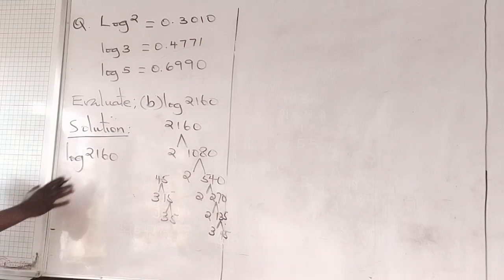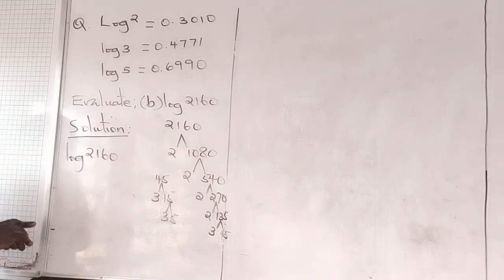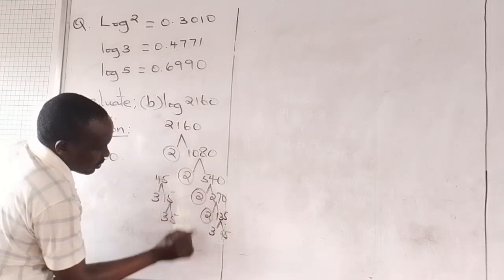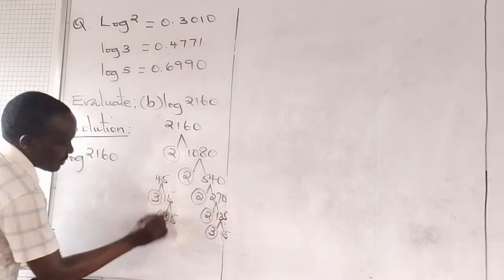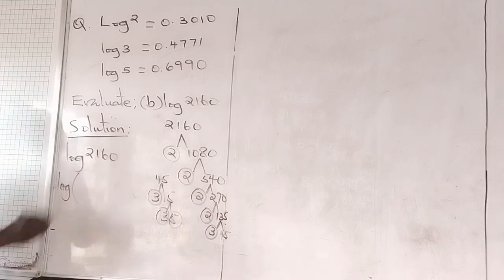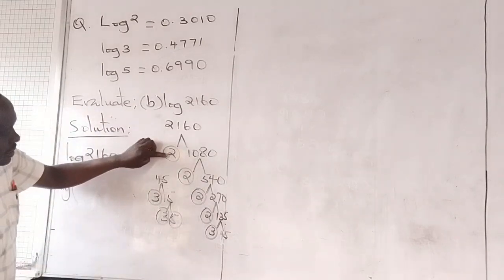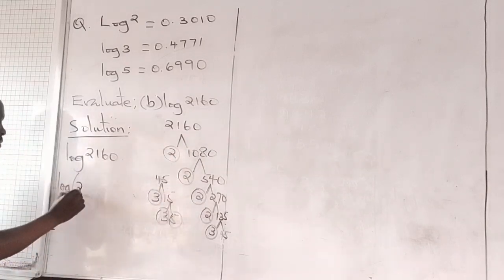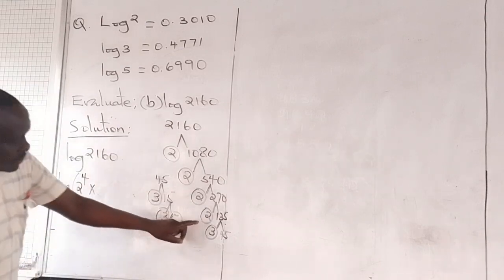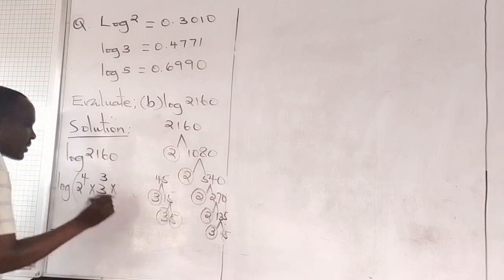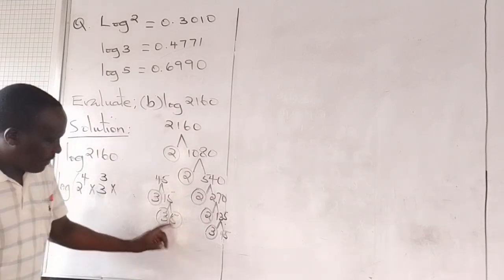So which means we can express this 2,160 in terms of these factors. We have 2 times 2 times 2 times 2 times 3 times 3 times 3 times 5. So instead of this 2,160, this one is the same as log, 2 is multiplied by itself 4 times. So this is 2 times 2 times 2 times 2, which is 2 power 4. Then 3 is multiplied by itself 3 times. So 3 power 3. Then 5 is only 1.